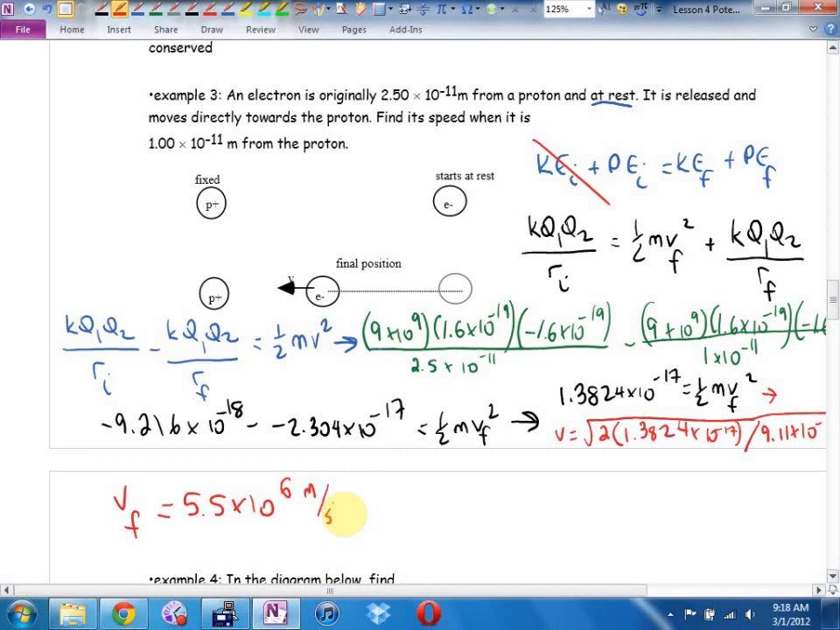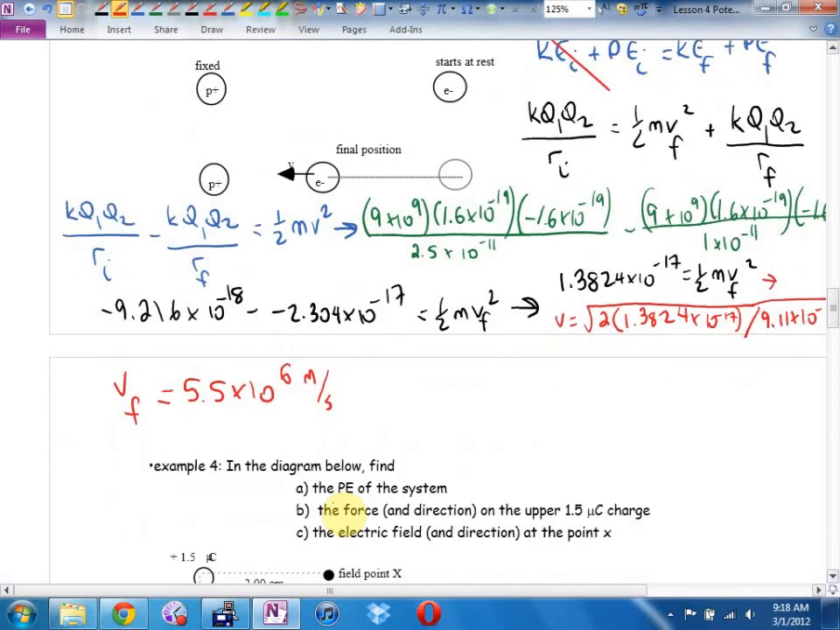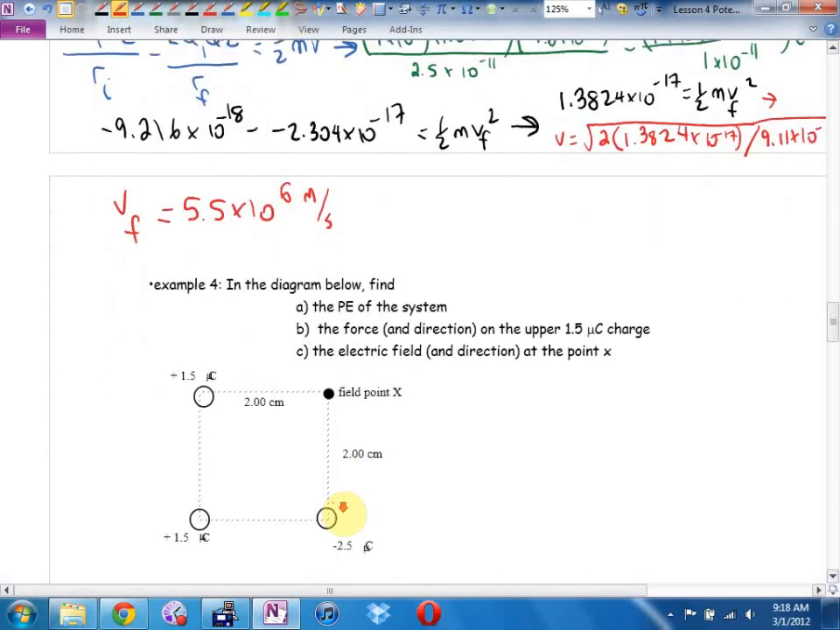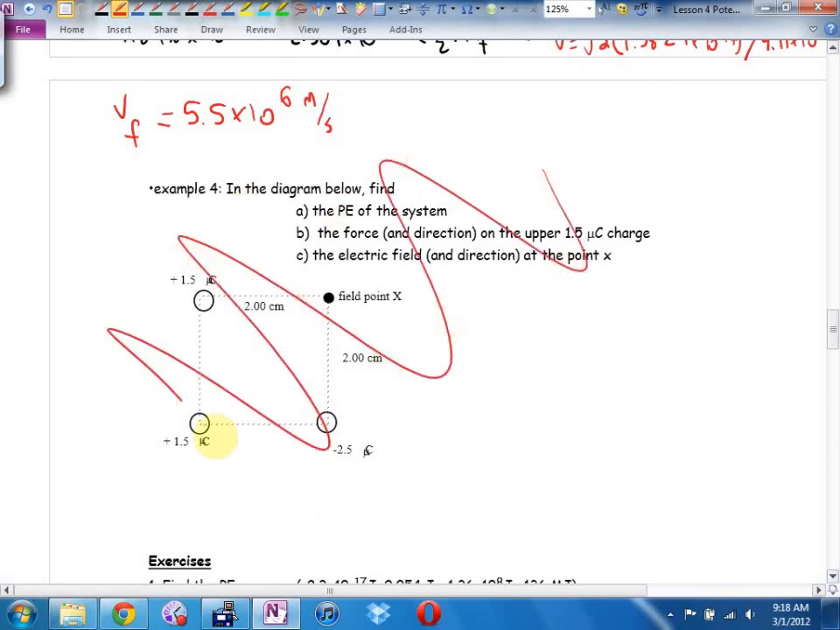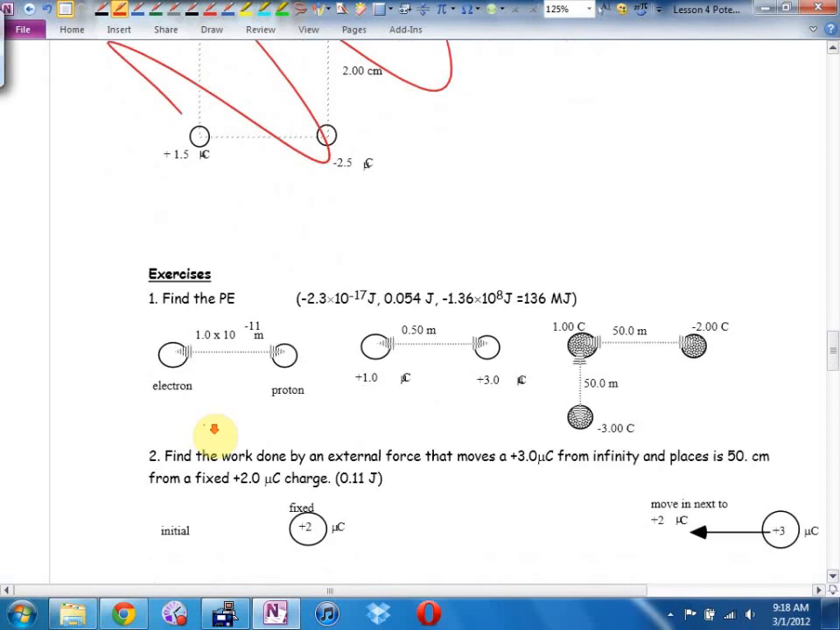I like example 3. Number 3 is a nice question. Example 4 says: in the diagram below, A, find the potential energy of the system. B, find the force and direction on the upper 1.5 microcoulomb charge. C, find the electric field and direction at point X. This is a little overkill. I'm not going to do example 4. I will one year, but not this year.